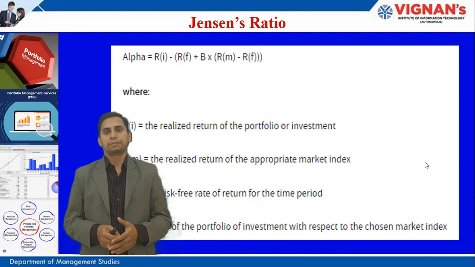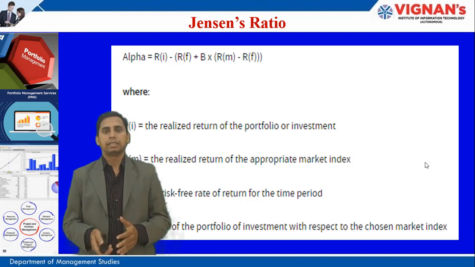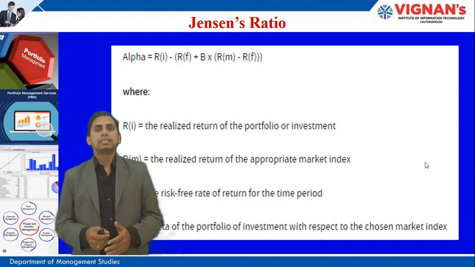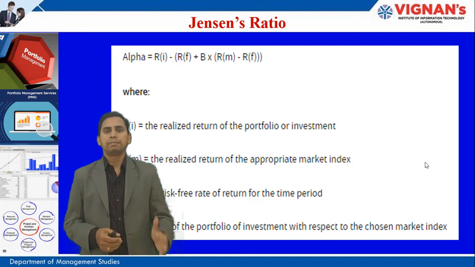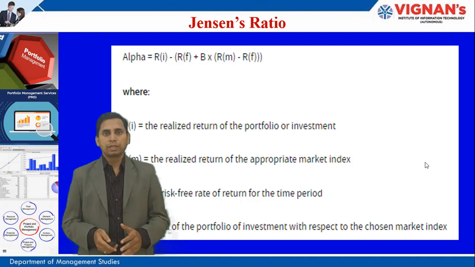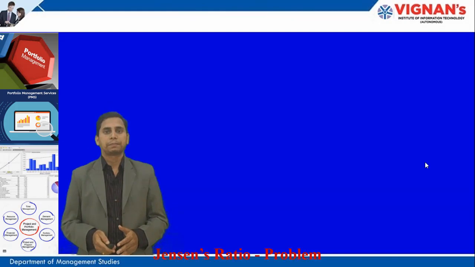Now the Jensen's ratio. Jensen's ratio is nothing but alpha. So it is the return relative to the market with the risk that is taken. Where RI is the realized return of a portfolio or an investment, RM is the realized return of the appropriate market, that is the market return, and RF is the risk-free rate of return. And B is the beta of the portfolio or investment with respect to the chosen market index. So this way, we are going to find out the return of the portfolio for the risk we are taking.